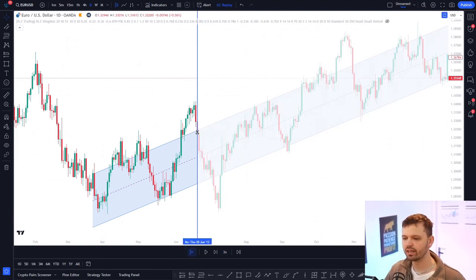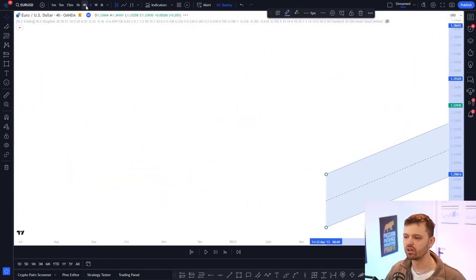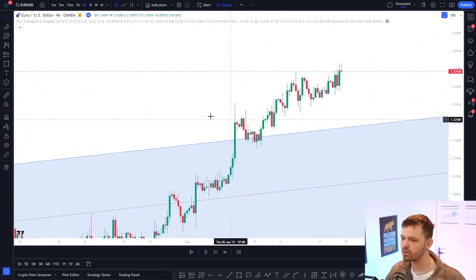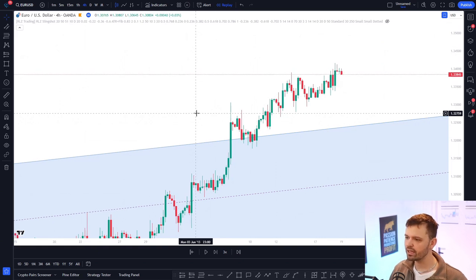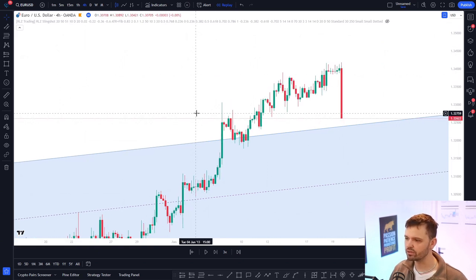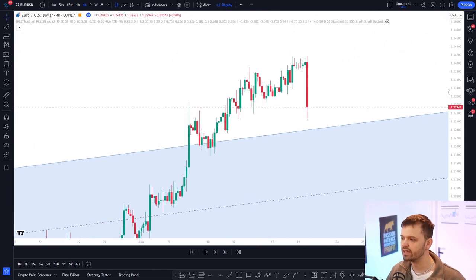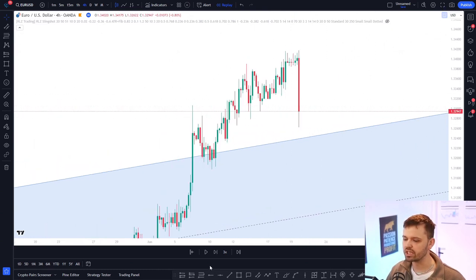So let's see if we can find a better entry here based on the 4 hour. Basically, we want a clear rejection here. So now you see in the 4 hour we have an uptrend. Can we get a break of this uptrend to the downside? Well, that is certainly a very strong move to the downside. That would be a good signal.